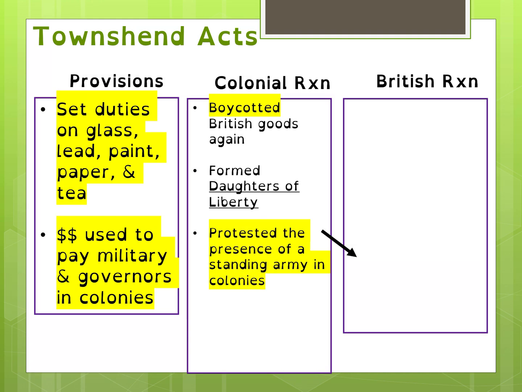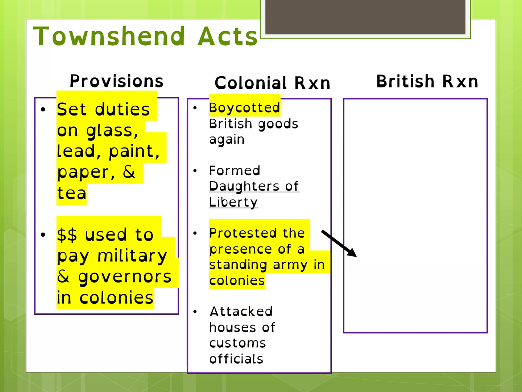They are going to protest the presence of a standing army in the colonies. There has always been an agreement between the Americans and the British that there would not be a standing army in the colonies. And by standing army, I mean an army that's here all the time and just kind of patrolling the streets. It's always been an agreement that that wouldn't happen. But now that all the protests and the smuggling have been going on, the British feel like they have to have an army here. And of course, the Americans are going to protest that.